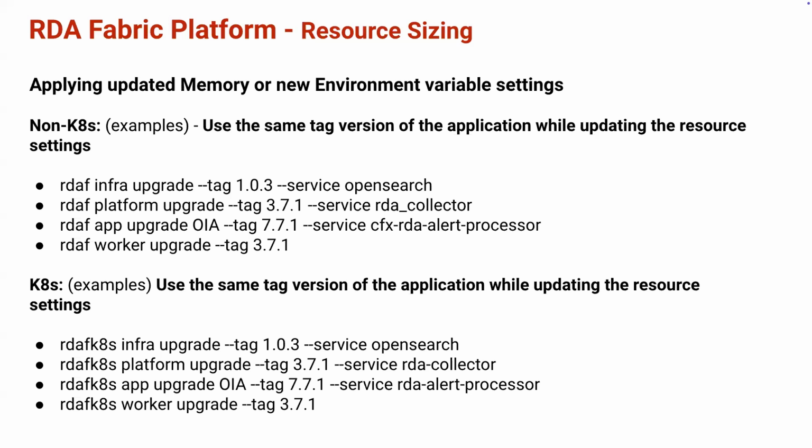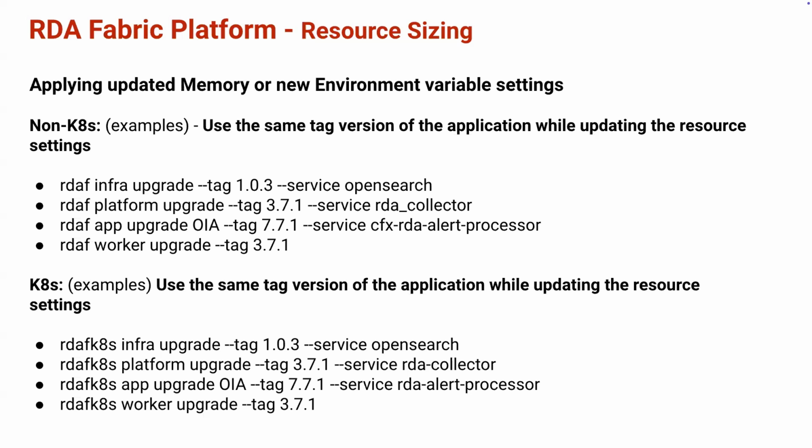If it is an infrastructure service in a non-KTS environment, you can use the RDAF CLI. You can say rdaf infra upgrade, use the same tag version, and specify the particular service using the --service parameter. When you specify the same version, it looks at the service configuration, including the memory settings and heap memory settings, detects the change, applies it to that microservice, redeploys it, and brings it up.